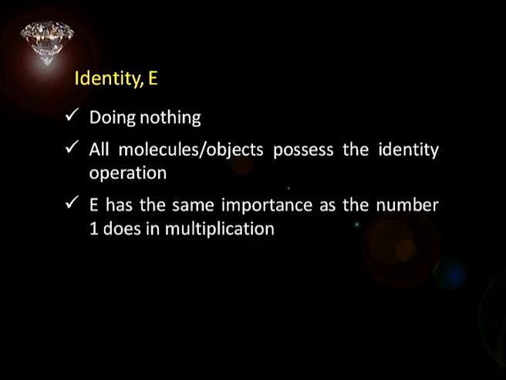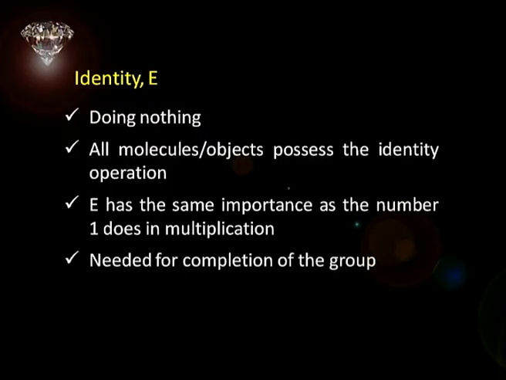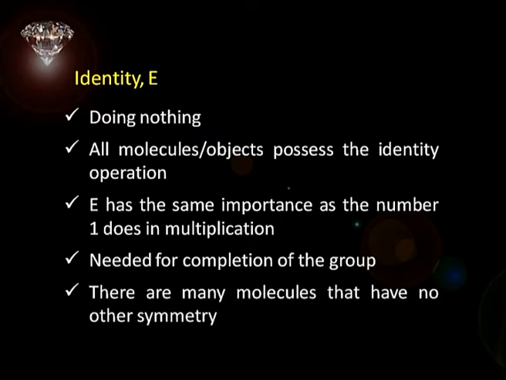This identity operation, which is symbolized as E, has the same importance as the number 1 in multiplication. You multiply any number by 1, it does not change. Same thing happens here. You have a molecule, you do not do anything to it, it will remain the same. It is just needed, as I mentioned earlier, for the completion of the concept of group. Now, there are many molecules which have no other symmetry element, only one symmetry element, that is identity.